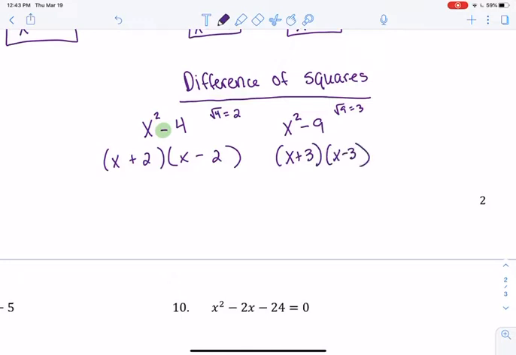Let me just show you one more. If we had x squared minus 25, we've got that x squared, we've got the minus, and the square root of 25 is 5. So I can make this become x plus 5, x minus 5. So maybe you see a pattern there. If not, that's okay. I just wanted to show. And you might notice some patterns like this in the future.